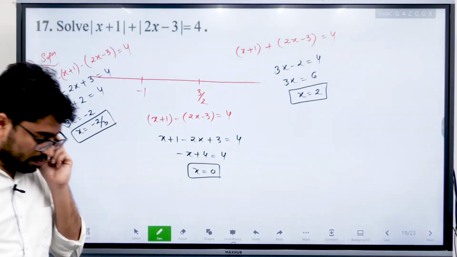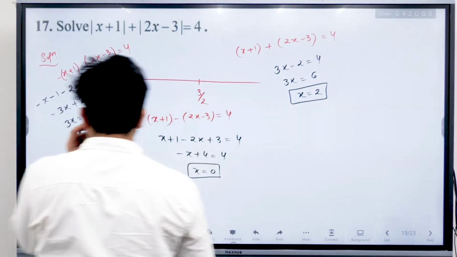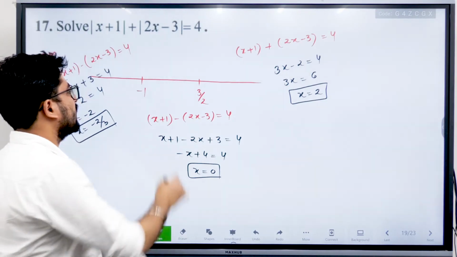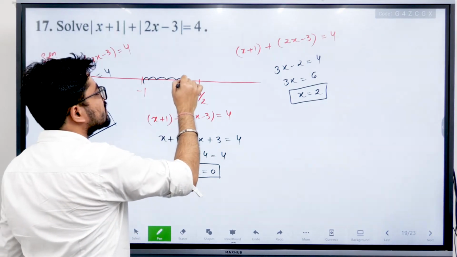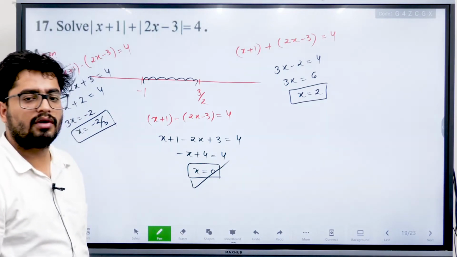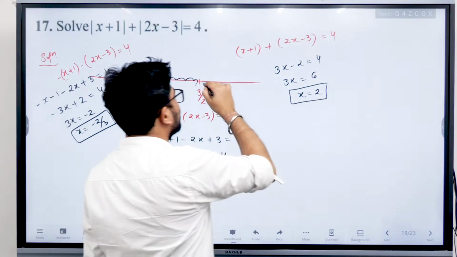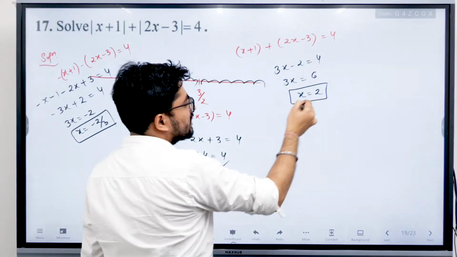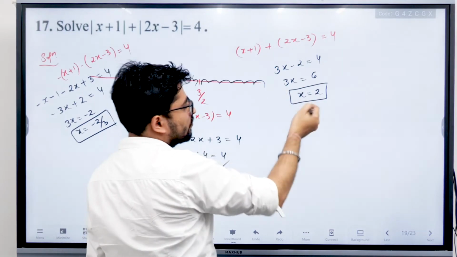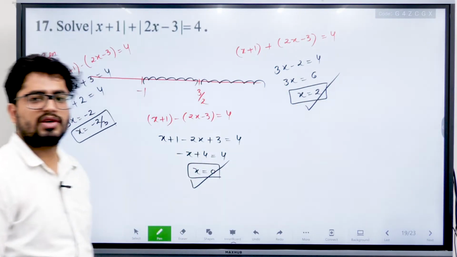Now, the important one. Here you have x is equal to 0. Your solution is x is equal to 0 in this interval. So do we have x is equal to 0 here? Yes, we have x is equal to 0. So this is acceptable. Similarly, in 3 by 2 to infinity, we got x is equal to 2. So do we have x is equal to 2 here? Yes, we have 2 here. So this is also acceptable.